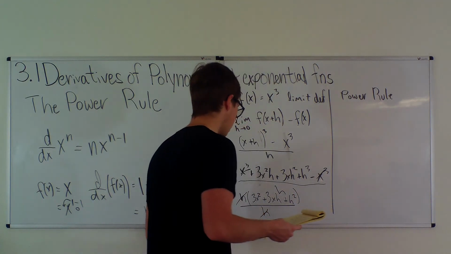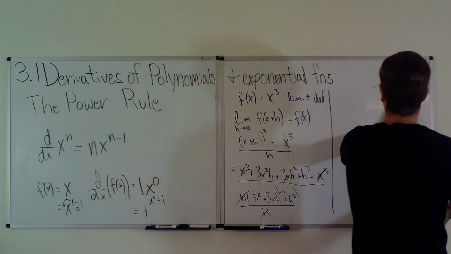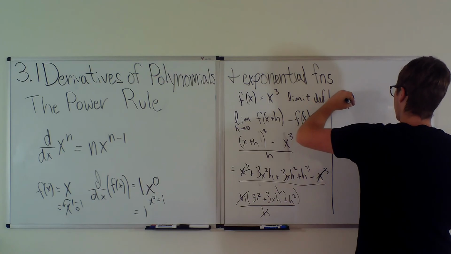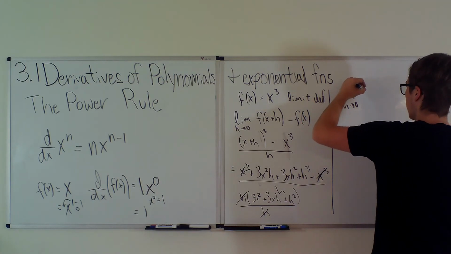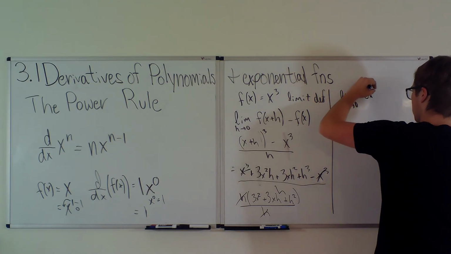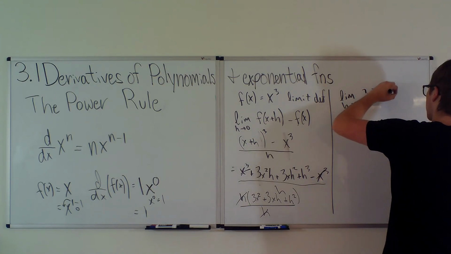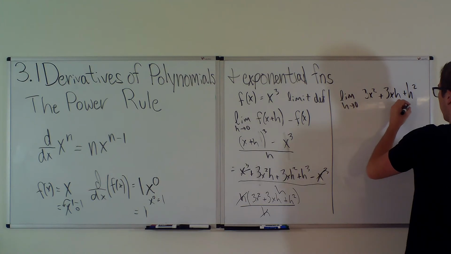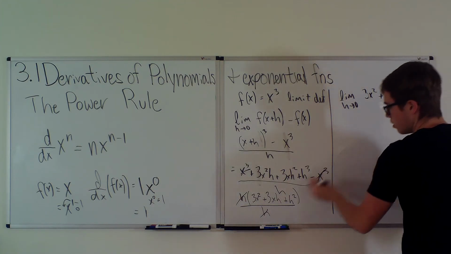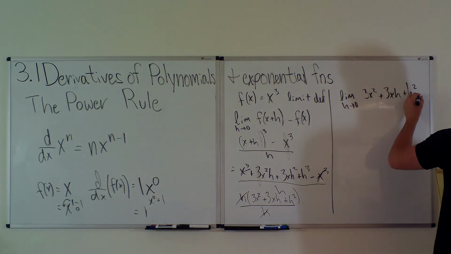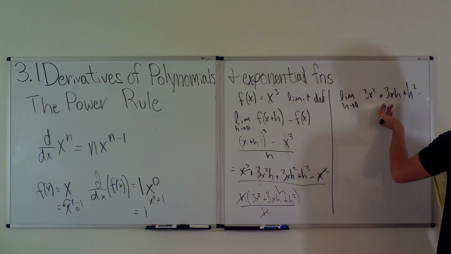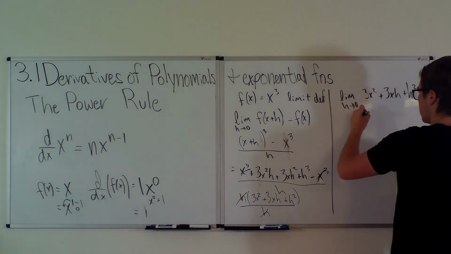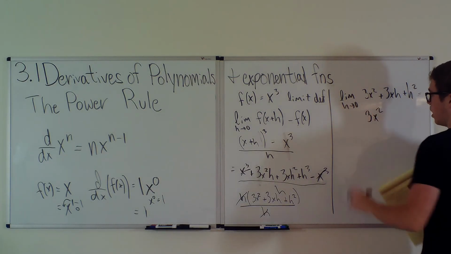And you cancel those out, and then you just have the limit as h approaches 0 of 3x squared plus 3xh plus h squared. Because we canceled out the h's, as h approaches 0, you can just plug it in. There's no denominator. You can just plug in the 0. You just get 3x squared.